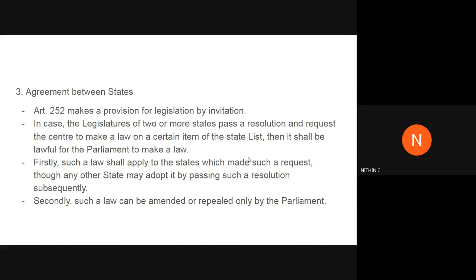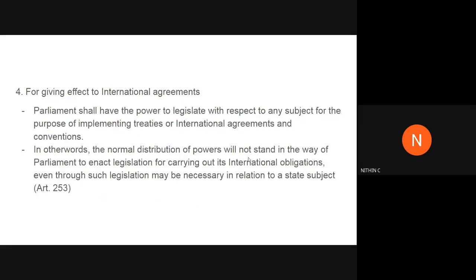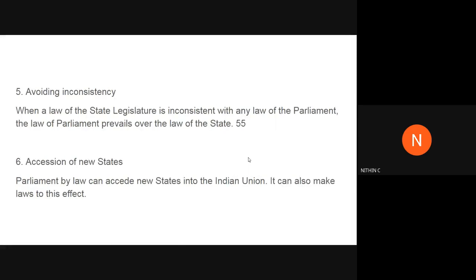Then agreement between states: parliament has some powers for giving effect to international agreements with respect to agreements worldwide. When we deal with other countries, certain additional powers of predominance are with parliament. Avoiding inconsistency. Then accession of new states: in matters like the formation of states, the deciding unit will again be parliament.